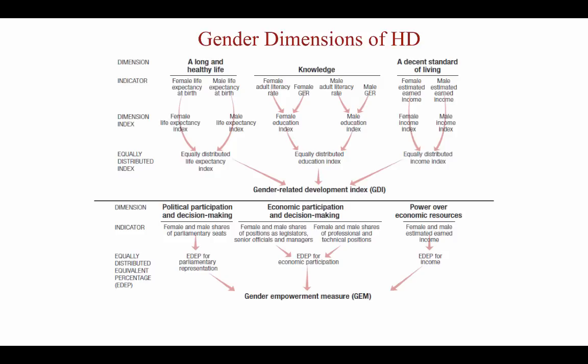We have one example in this slide, the so-called gender dimensions of human development. In the top part of the slide, we see that the human development of countries is measured by how well life expectancy is equally distributed between male and female, how well knowledge or education is equally distributed between males and females, and how a decent standard of living is equally distributed among the genders.